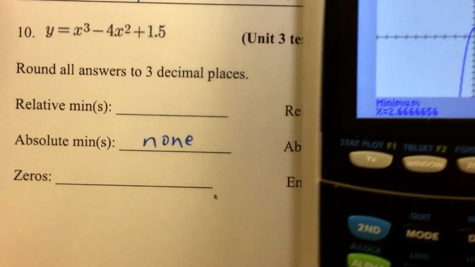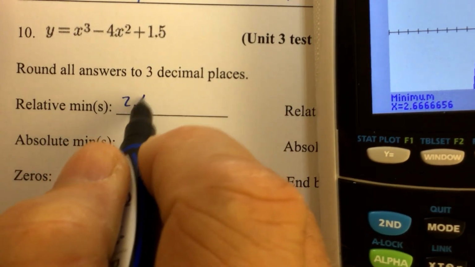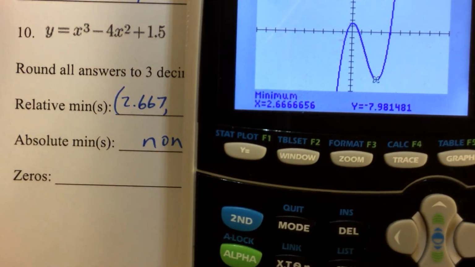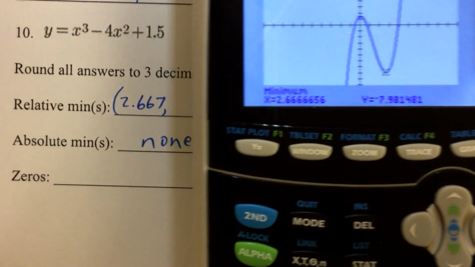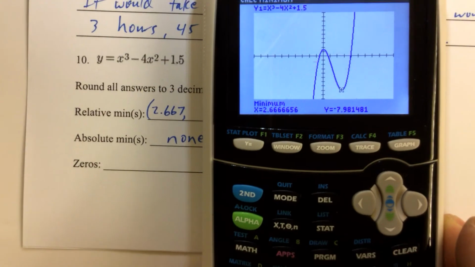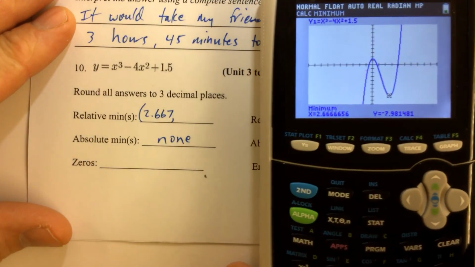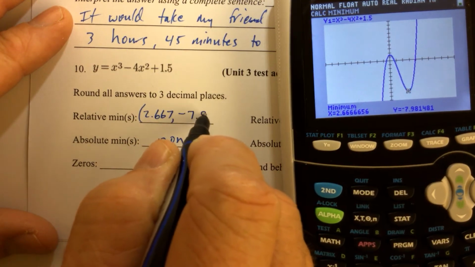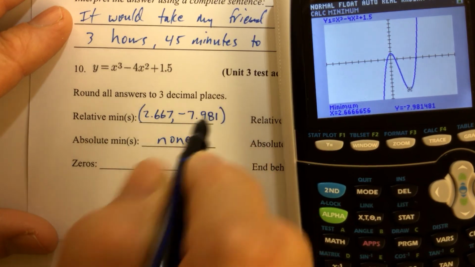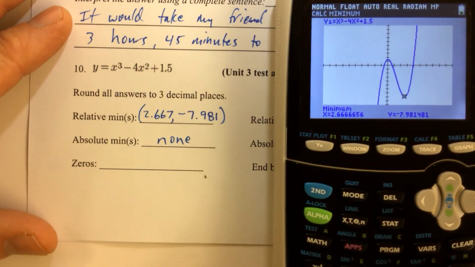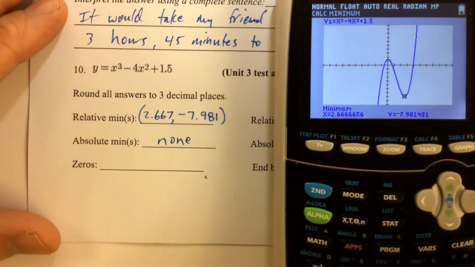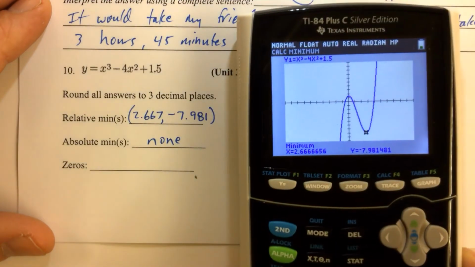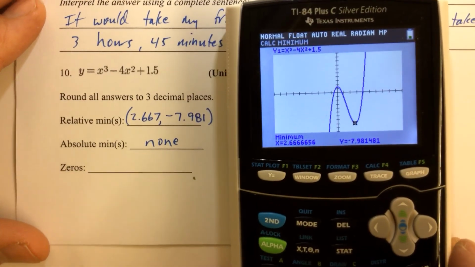It shows us 2.667, so we're going to round our answer to the nearest 3 digits: 2.667, comma, negative 7.981. Let me do this so I can see it at the same time I'm writing it down. Negative 7.981, and that's our y value of the relative minimum. Okay, so that takes care of the relative max and relative min, and then the zeros, that's just calculating zeros. So let's go ahead and do that.